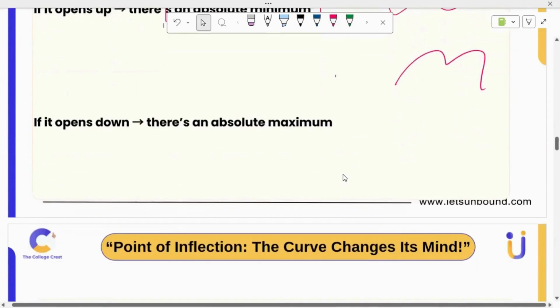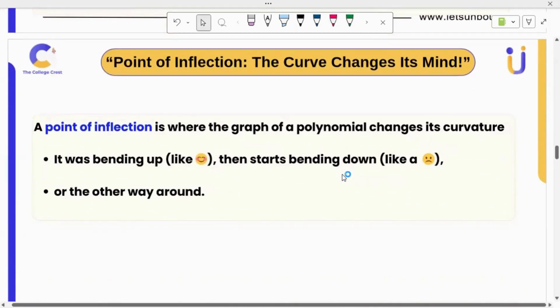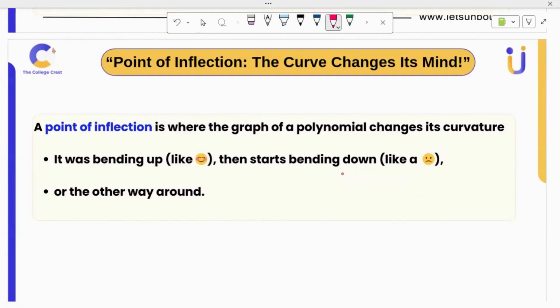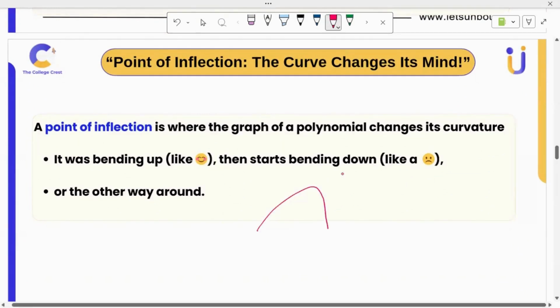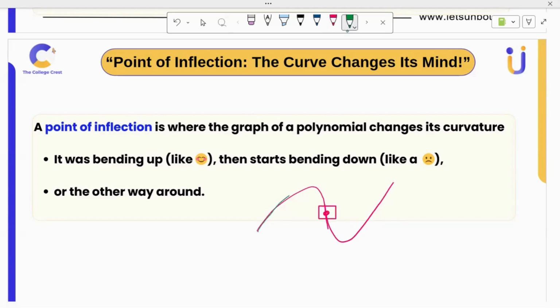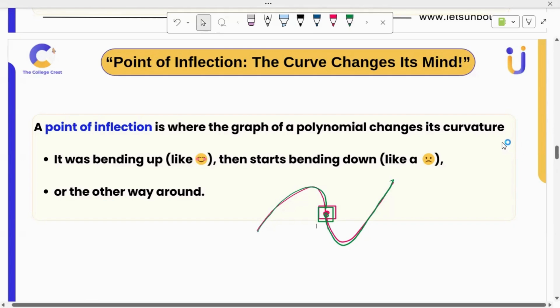Right? Now, point of inflection: the curve changes its concavity. We already know point of inflection. Concave up to concave down or concave down to concave up. So this point is a point of inflection. From here to here, it's facing down. From here, it starts facing up. So if the bending changes, then a point of inflection occurs. This is the easy way of telling: smiley to frown or frown to smiley. So that will be your point of inflection.